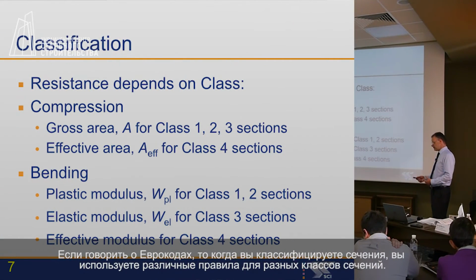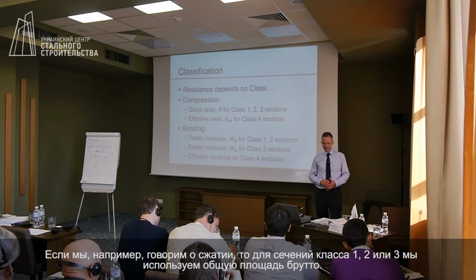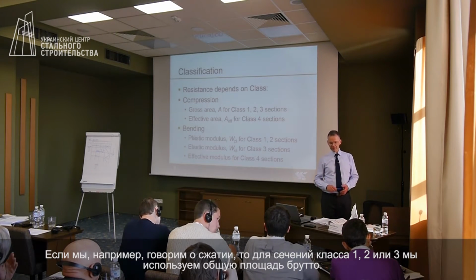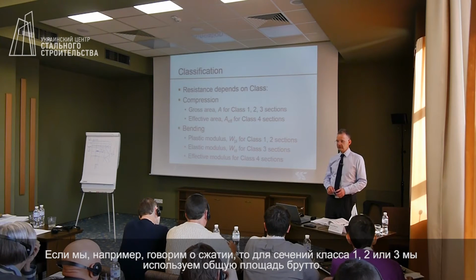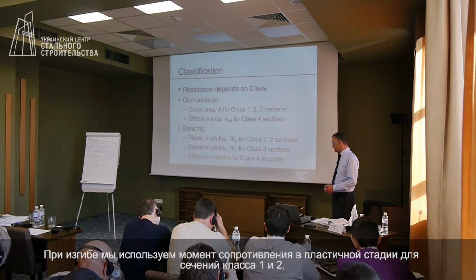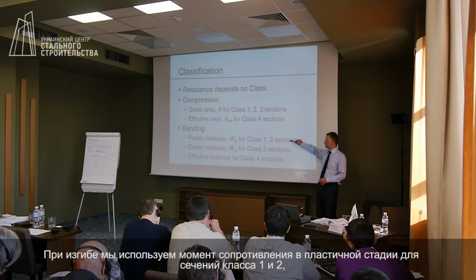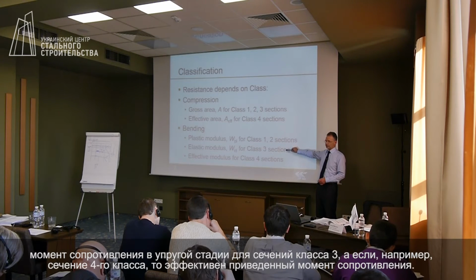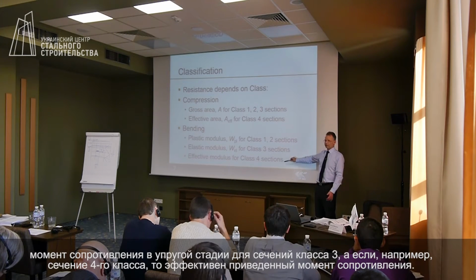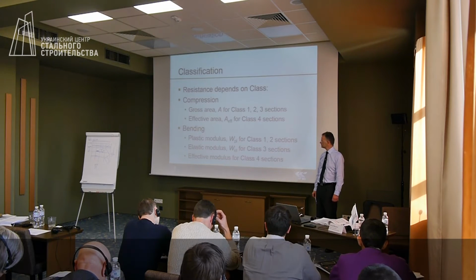So within the code then, having classified, there are then different rules that apply to different sections. So if we're thinking about compression, for Class 1, 2 and 3, we will use the gross area. Class 4, we will use the effective area. And in bending, we'll use the plastic modulus for Class 1 and Class 2, elastic modulus for Class 3, and we could do something clever if we wish to for Class 4 sections.